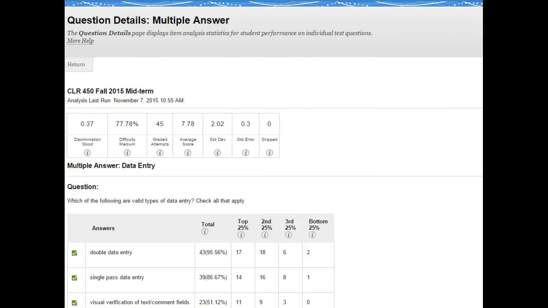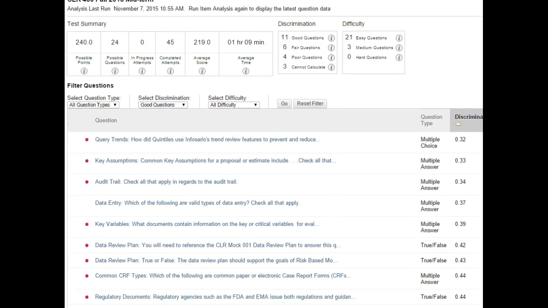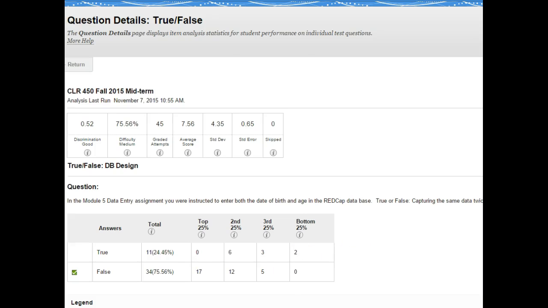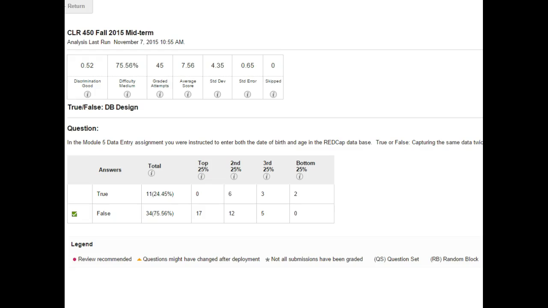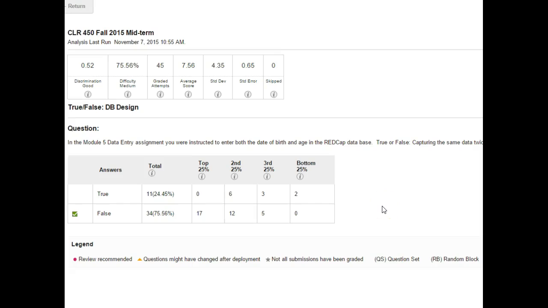Sorry, I have to move around a little bit here, but I want you to see the flow. Okay, another question that I saw people missing a little bit is about capturing the same data twice. And I think here's part of the confusion on that. So in Module 5, when we were talking about good principles of CRF design and database design, one of the things that I talked about quite a bit is that you don't capture the same or similar data twice.